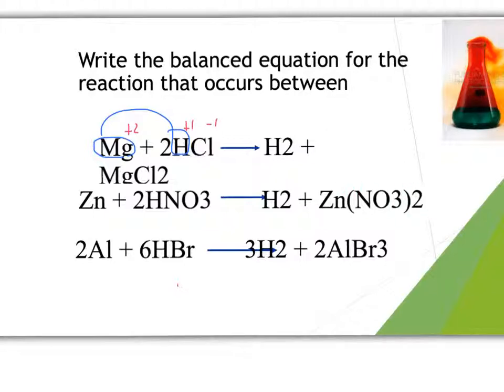In our third example, we have aluminum plus hydrobromic acid. The hydrogen and the aluminum will trade places, so we get our H2. Remember, aluminum has a +3, bromine -1, crisscross. We get AlBr3.